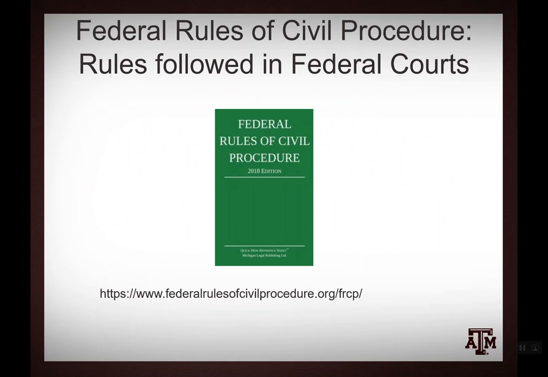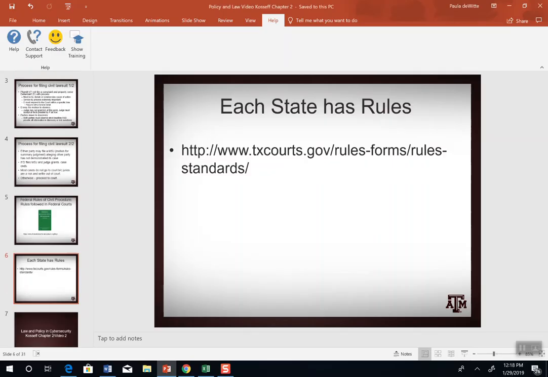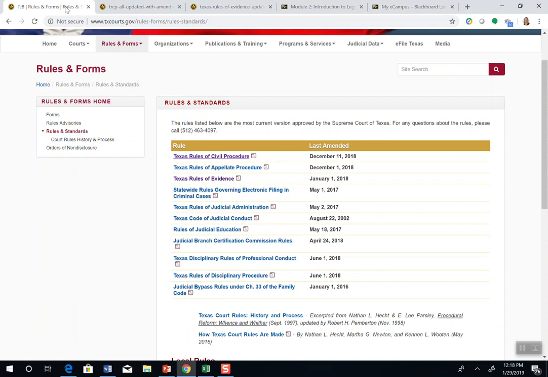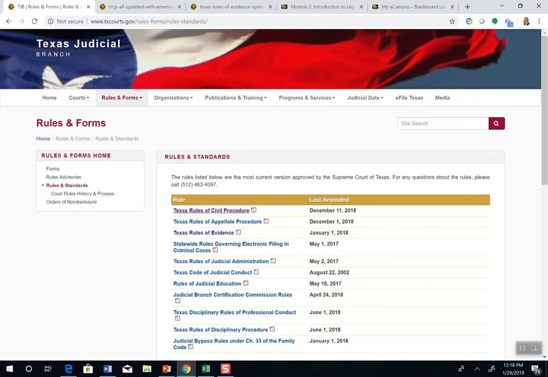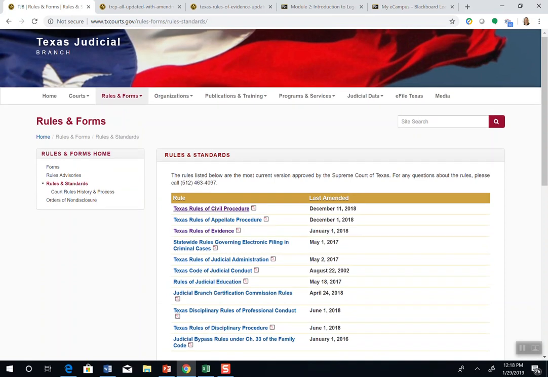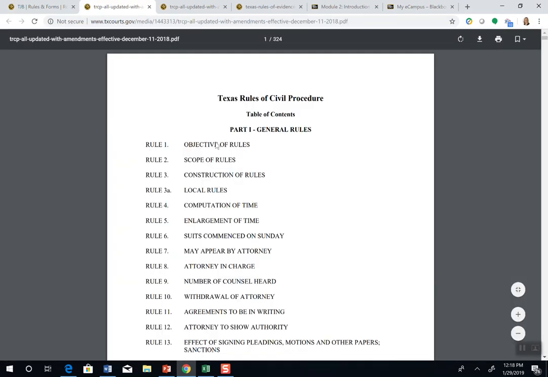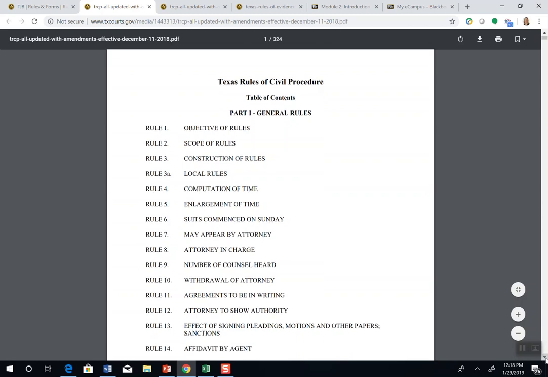I'm going to ask you on your own to look through the Federal Rules of Civil Procedure, FRCP, but I'm going to show you some interesting Texas. So let's go to our Texas. And so here's our Texas. State of Texas, the judicial branch, rules and forms, and I can look at the rules of civil procedure, and they're going to have everything that basically tells you how to interact with the courts.